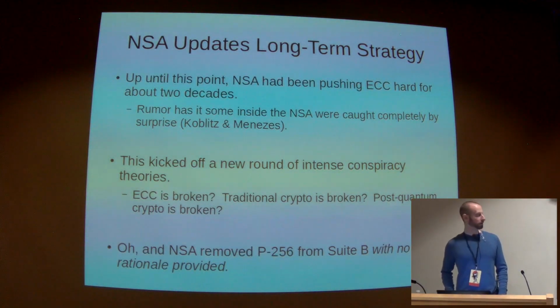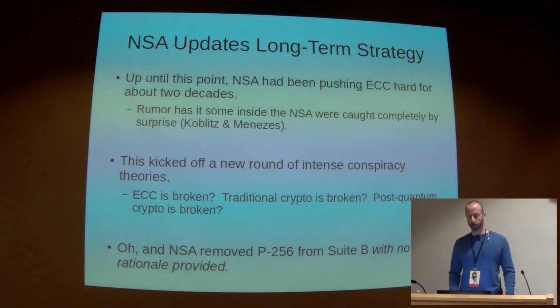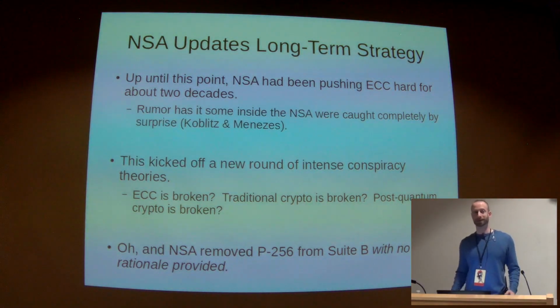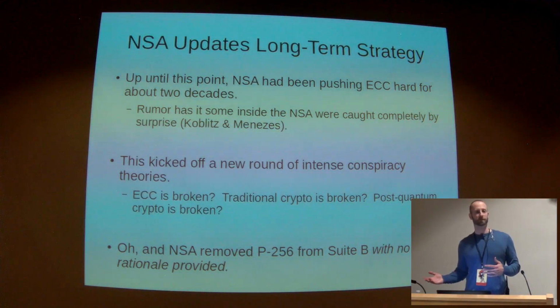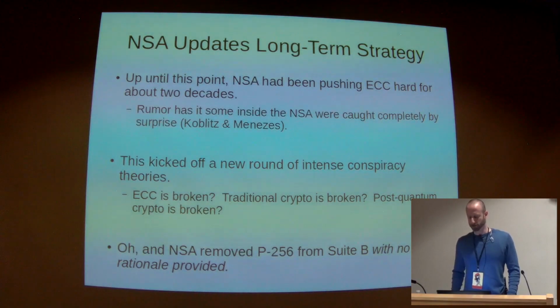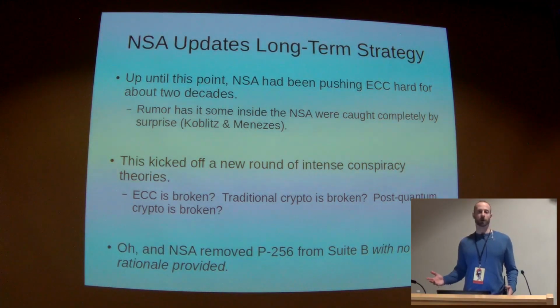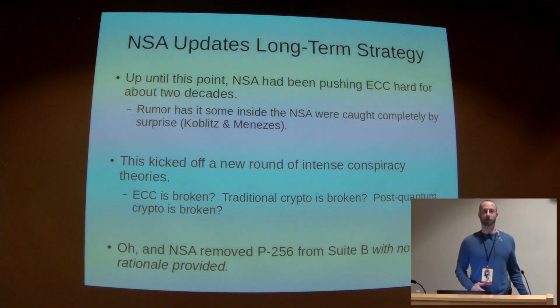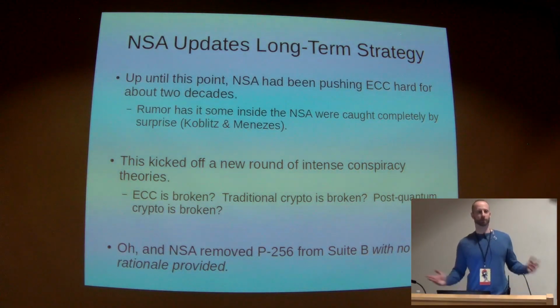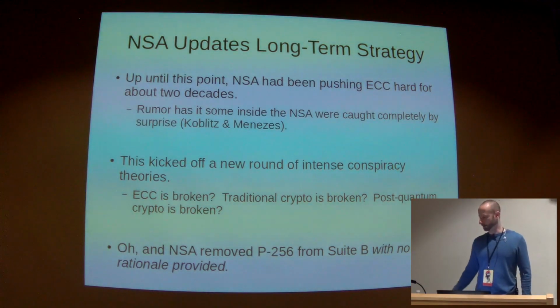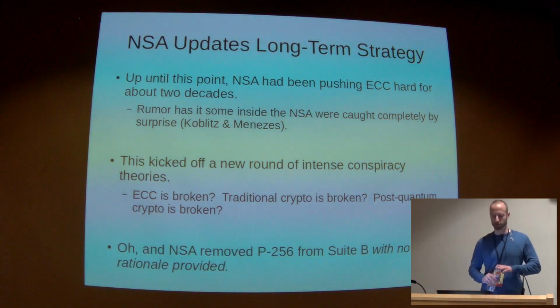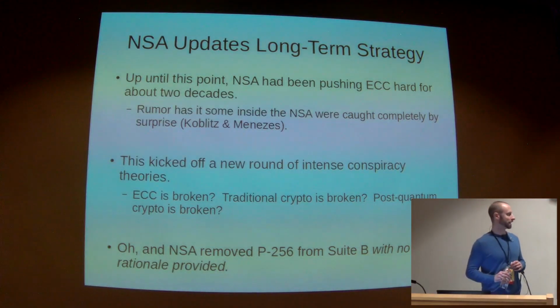So it kicked off a whole bunch of conspiracy theories. Some people thought, well, if they're moving away from that, does that mean ECC is completely broken? Does it mean that traditional crypto is broken and they don't want people to move to ECC? That's a possibility. Maybe they broke post-quantum algorithms and they want everybody to move to that quickly so that they can break everybody's crypto there. All kinds of conspiracy theories. I'm not going to say much more than just listing them. They're interesting to think about, but past that, there's no proof.